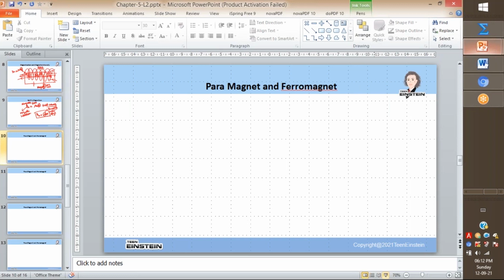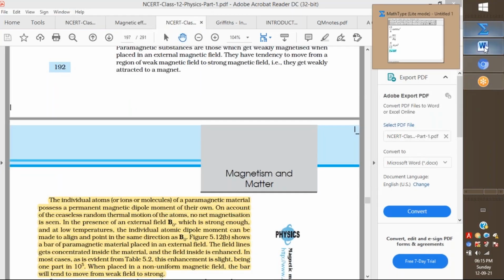Let us start. See, in the paramagnetic material, you have actually what is called permanent atomic dipole moment. Permanent atomic dipole moment.